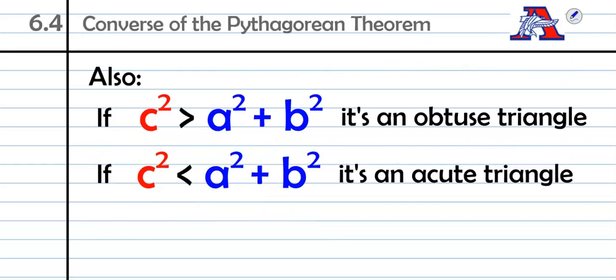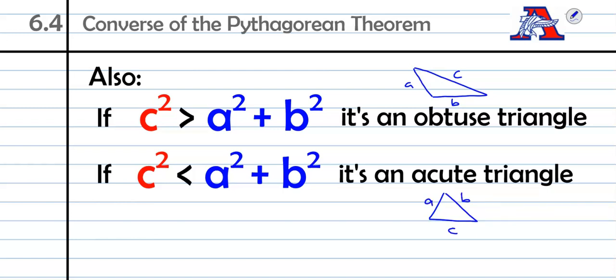With the converse of the Pythagorean theorem, there are two other things that are really pretty cool and go with it. If c squared is larger than a squared plus b squared, then you're dealing with an obtuse triangle. I think I'll draw a picture of this too. Say we have an a, a b, and a c. If c squared is larger than a squared plus b squared, then it's an obtuse triangle. And if c squared is less than a squared plus b squared, then it's going to be an acute triangle. So maybe it's something like this, where here's c and here's a and here's b.